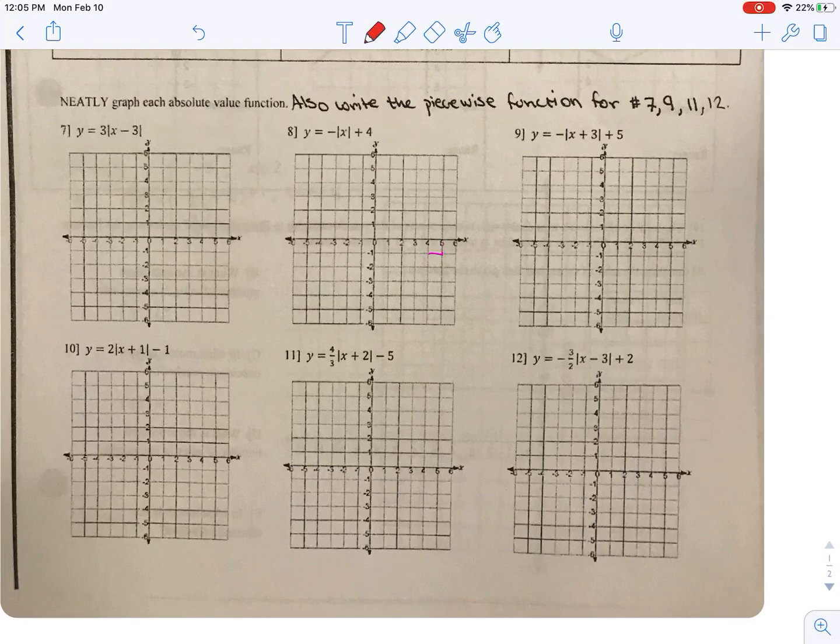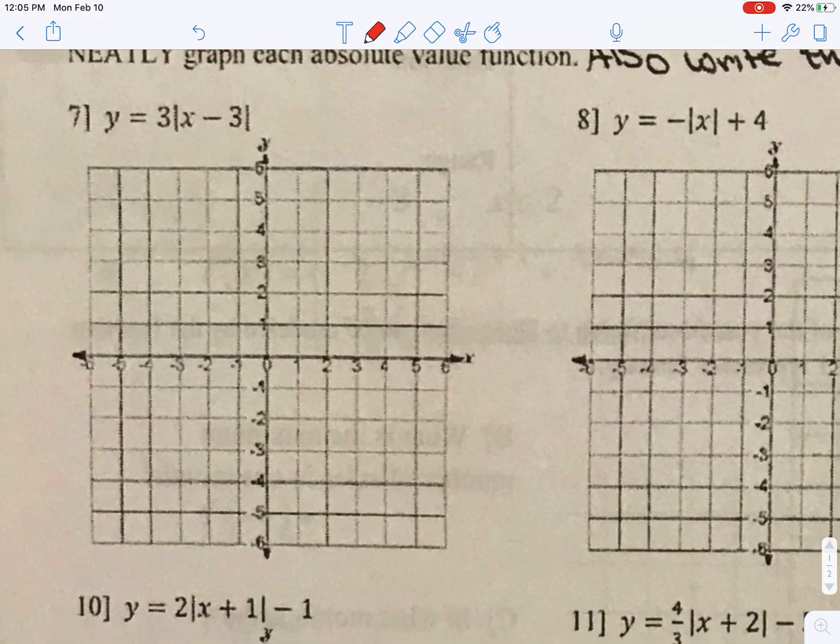Okay, for our next little section here, also write the piecewise functions for 7, 9, 11, and 12. Okay, I'll probably just end up doing those ones. So for 7, we just have to graph what's here.